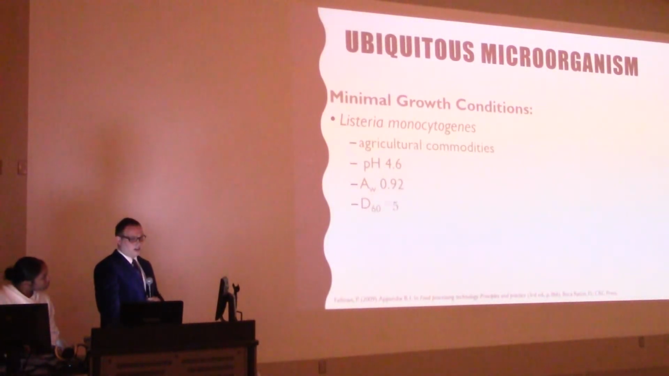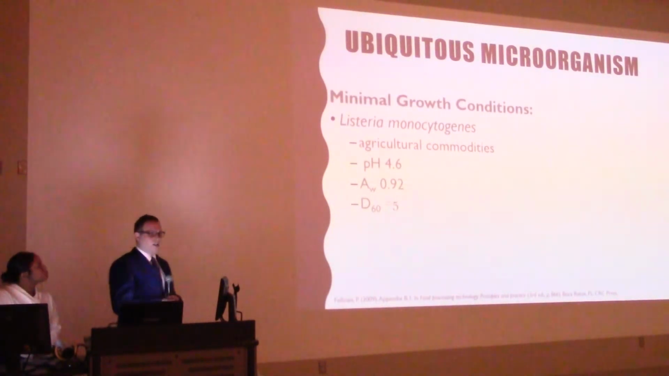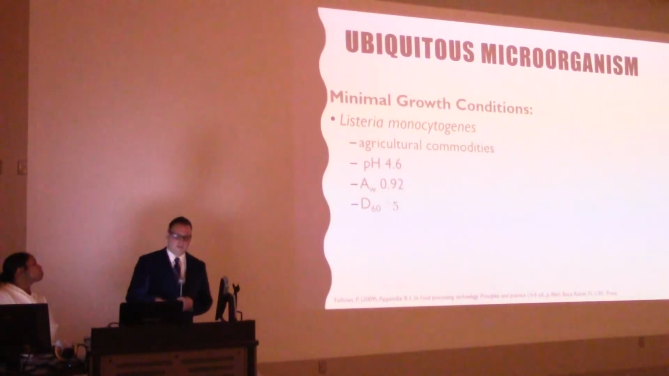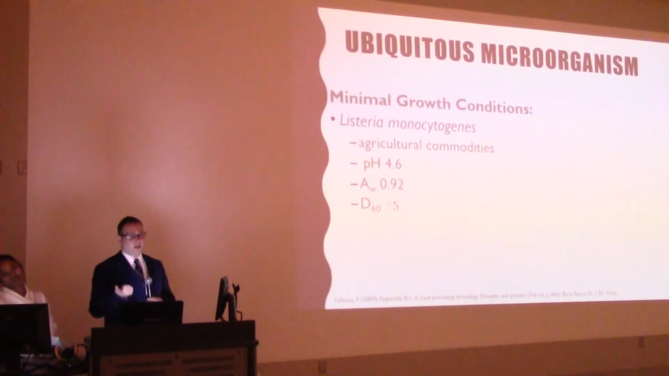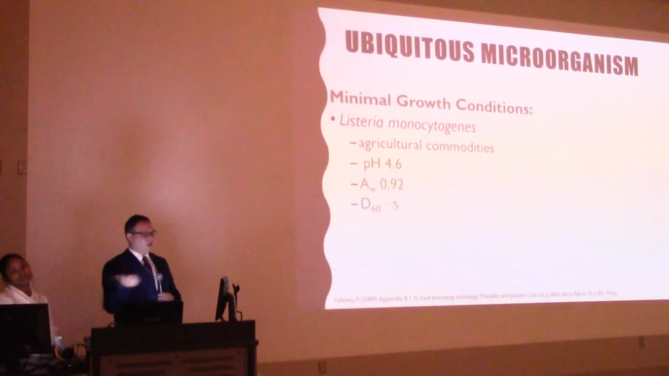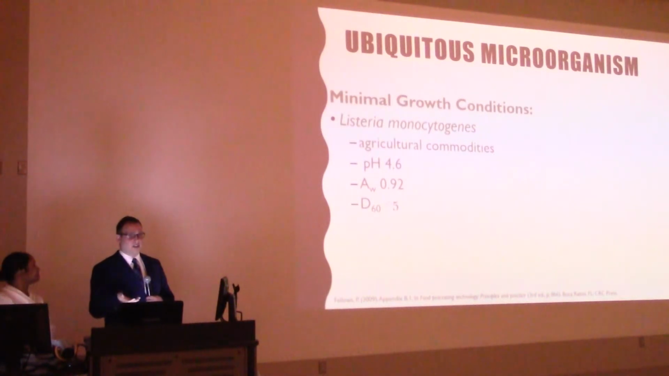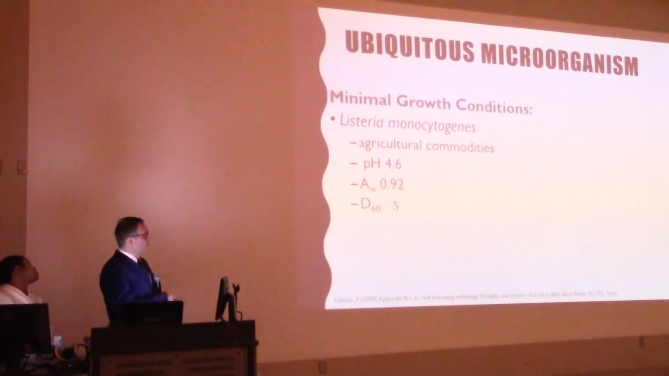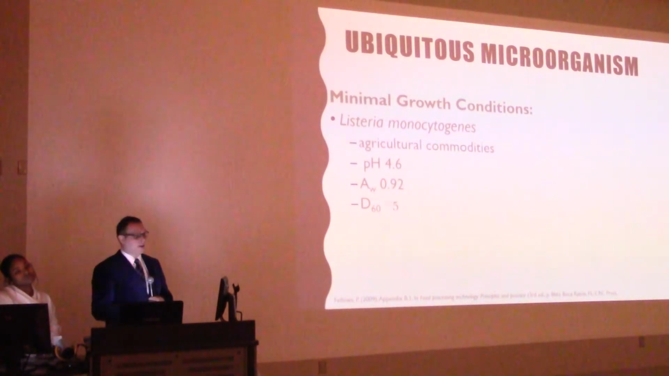For Listeria monocytogenes, it is found in many agricultural commodities. And the minimal growth conditions for that are a pH of 4.6 and a water activity of about 92%. Now, those parameters also are higher than what is found in jam, but as if that weren't enough, the D value for that is only 60 degrees Celsius for about 5 minutes. So the boiling process of jam definitely takes care of that.